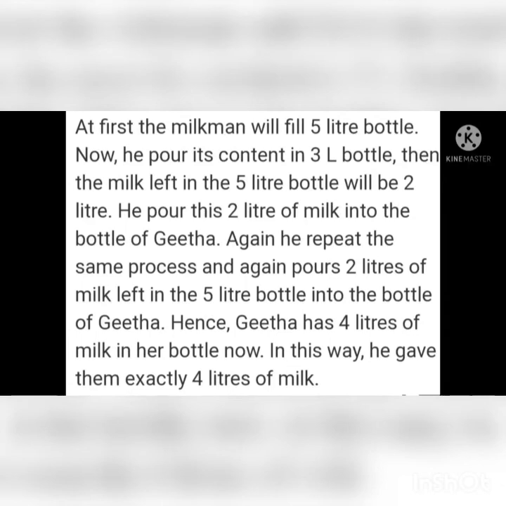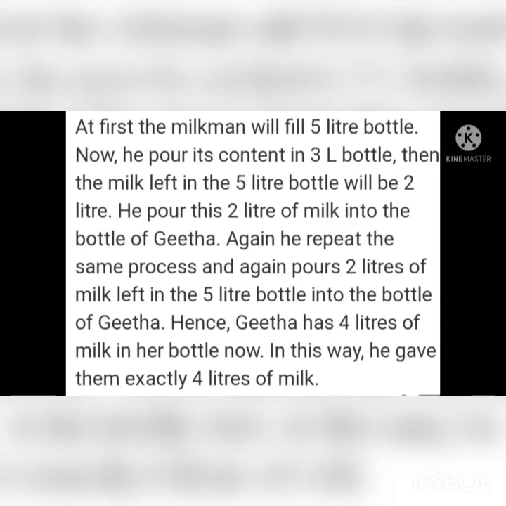So what did the milkman do? The 5 liter bottle he filled with milk. Then he transferred the milk into the 3 liter bottle, from the 5 liter bottle to the 3 liter bottle. So 5 minus 3, because the 3 liter bottle got filled. 5 minus 3 is 2, so 2 liters of milk is left. So he poured 2 liters of milk in Geeta's bottle.